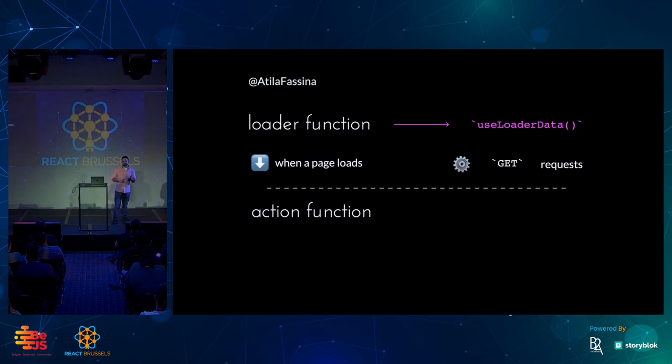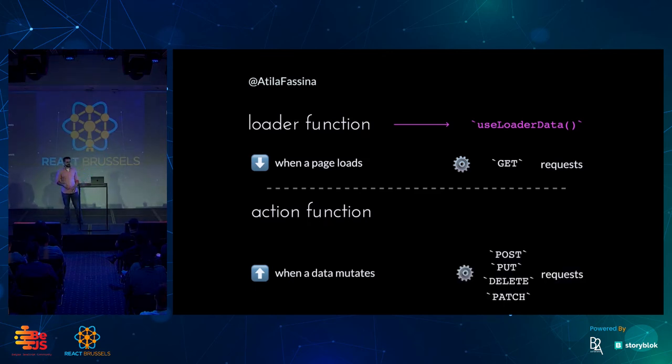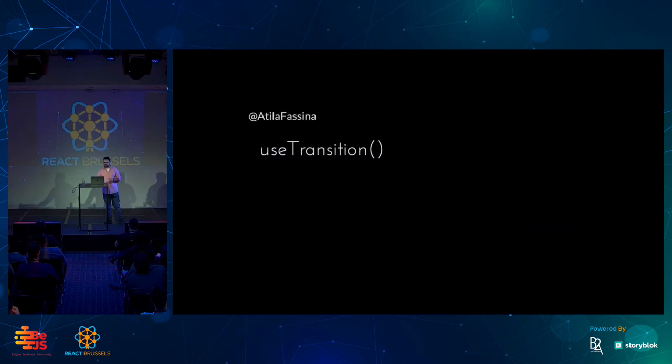And then for the other kinds of data, for mutations, per se, we have the action function, which, in a nutshell, is going to run for all the other HTTP verbs: POST, PUT, DELETE, and PATCH requests. And there are multiple ways that we can hook into those. The most common one, the one that you see first in the docs, is useActionData, which is not the one we are going to use, but it's good to mention.